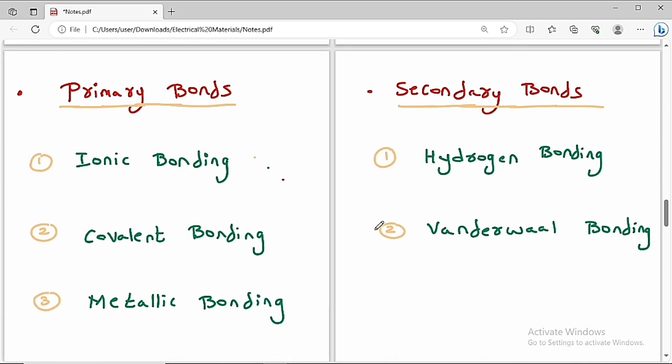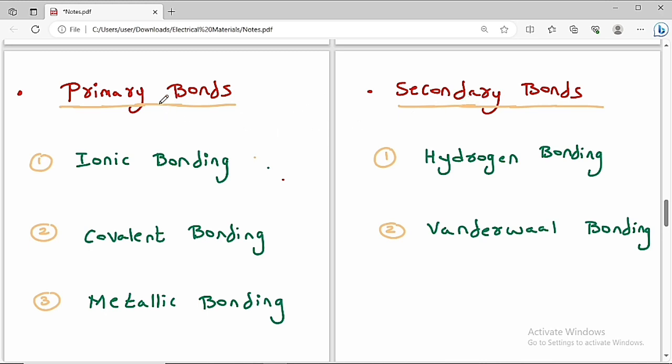The next thing is the types of bonds. Let me try to discuss. Okay, we have 2 types of bonds. One is the primary bond and the second one is the secondary bond. So basically we have 2 types of bonds. One is the primary bond and the other is the secondary bond. So let me try to discuss in detail.